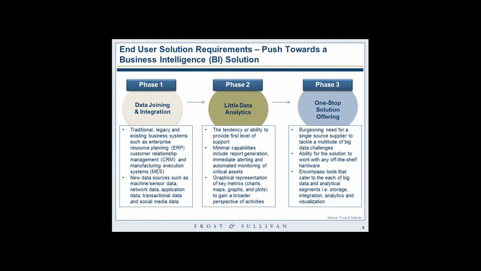The second is what we like to call little data analytics, or the capability to provide first level of support. Take, for example, if there is a problem on a production line, the manager has to be alerted immediately to prevent operational downtime, right? So as a number of niche market entrants focus on prescriptive analytics and proactive approaches to failure, this first level of support is often sidelined.